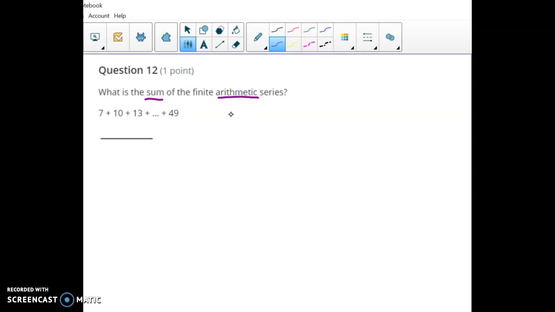The formula sheet, again, you can find online on Schoology. For an arithmetic series sum, it'll say the sum of n terms is the number of terms divided by 2, times the first term plus the last term, a1 and an. So in this particular question, we have most of the things we need. The first term and the last term are 7 and 49.